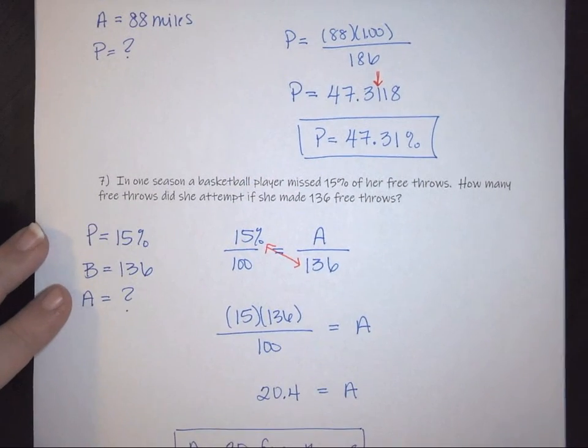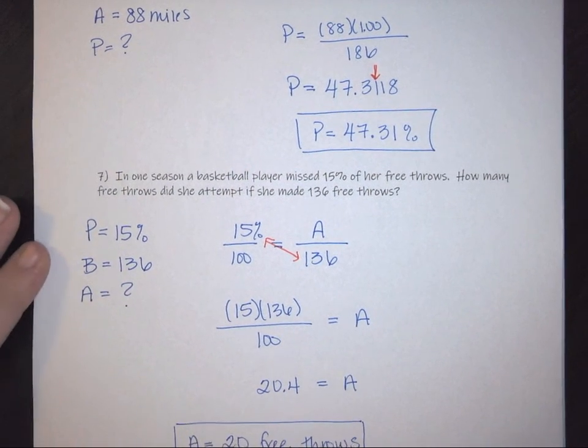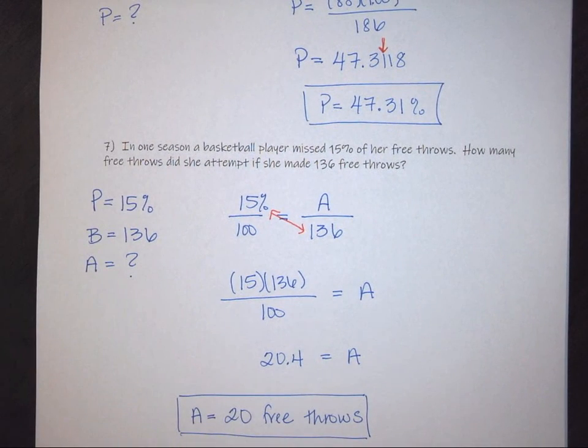Those are 3 different examples where your missing term was in 3 different places. If you have any questions about solving percent probability application problems, please let me know.